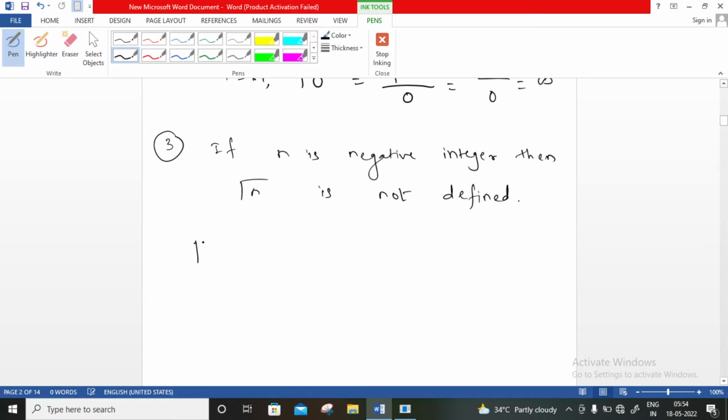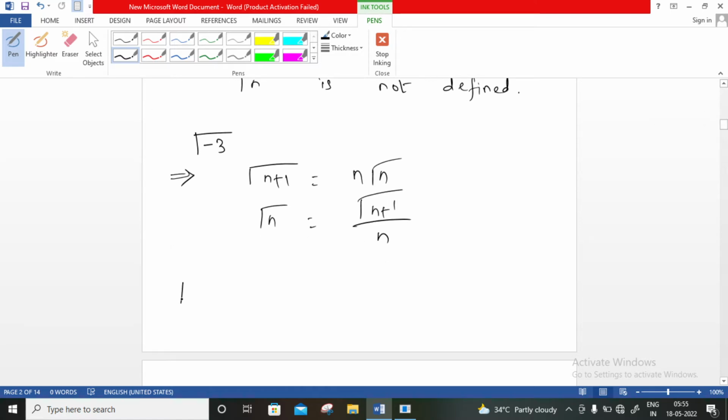Now we see one example on these properties. Suppose we have to find the value of gamma of minus 3. So we use the property again: gamma n plus 1 is n gamma n, so gamma n becomes gamma n plus 1 divided by n. Now we use this property for finding gamma of minus 3. So gamma minus 3 is equal to gamma of minus 3 plus 1 divided by minus 3, and minus 3 plus 1 is minus 2, divided by minus 3 as it is.